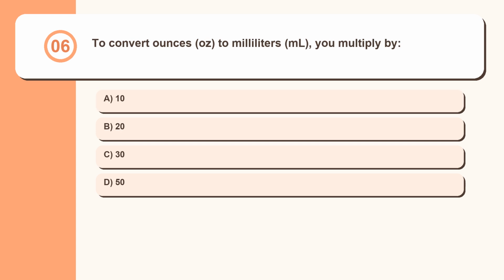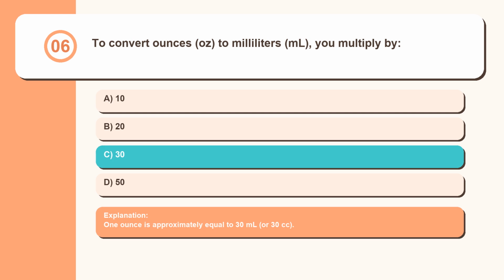Question 6. To convert ounces, oz, to milliliters, ml, you multiply by 10, 20, 30, 50. One ounce is approximately equal to 30 ml, or 30 cubic centimeters.